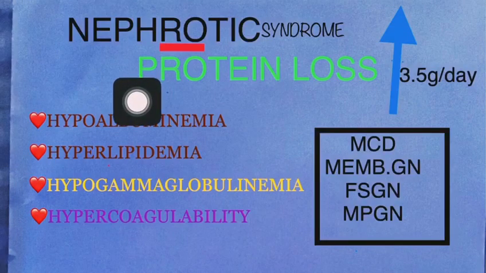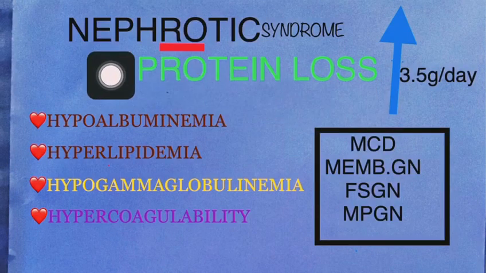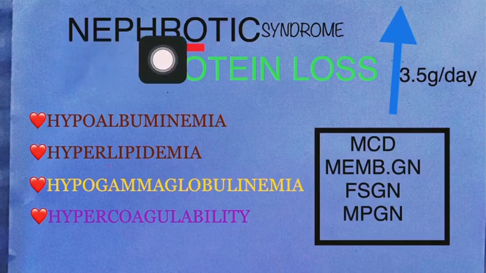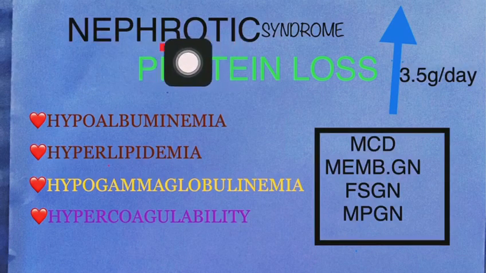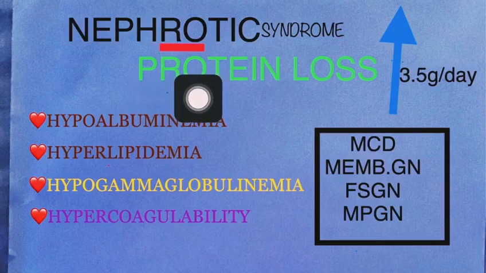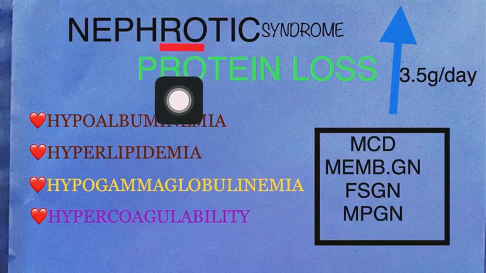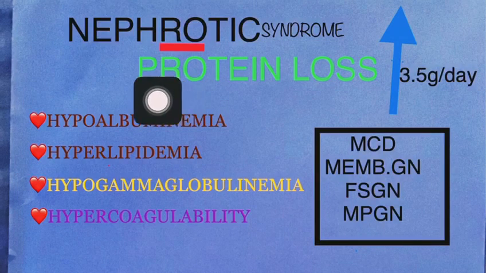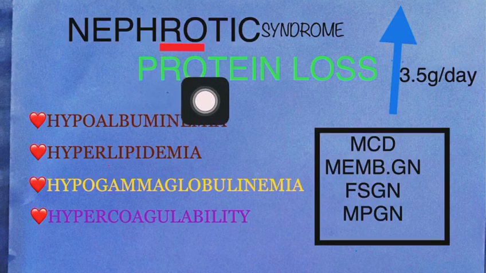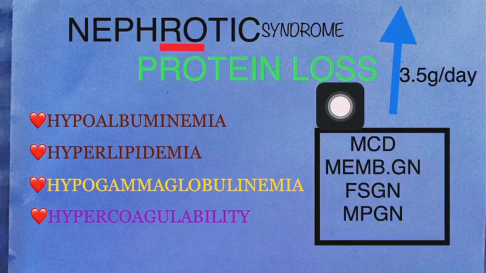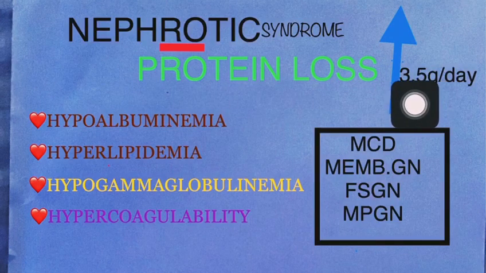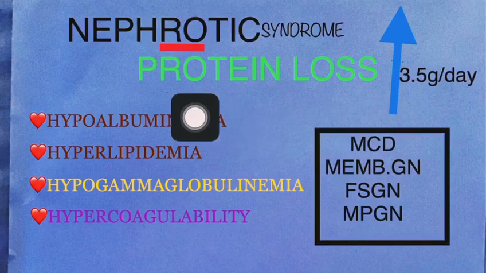Now let's talk about nephrotic syndrome, which indicates protein loss. And here we can see this spelling of nephrotic, right? The RO is common in protein, which will help you memorize that nephrotic syndrome belongs to protein loss, and it will be heavy protein loss, massive protein loss, more than 3.5 gram per day.